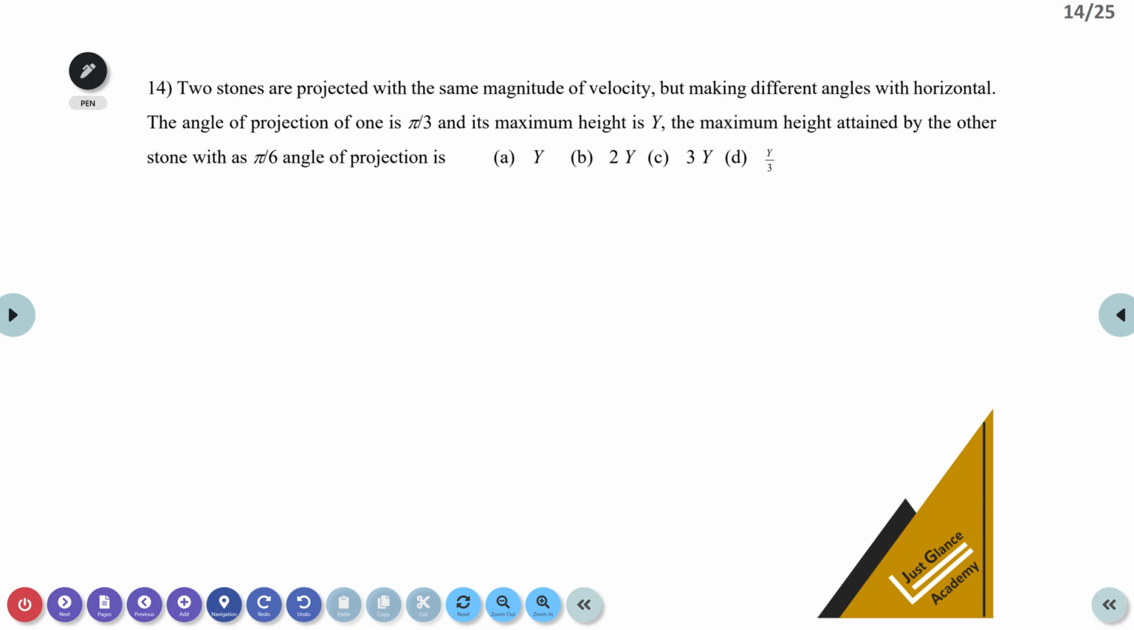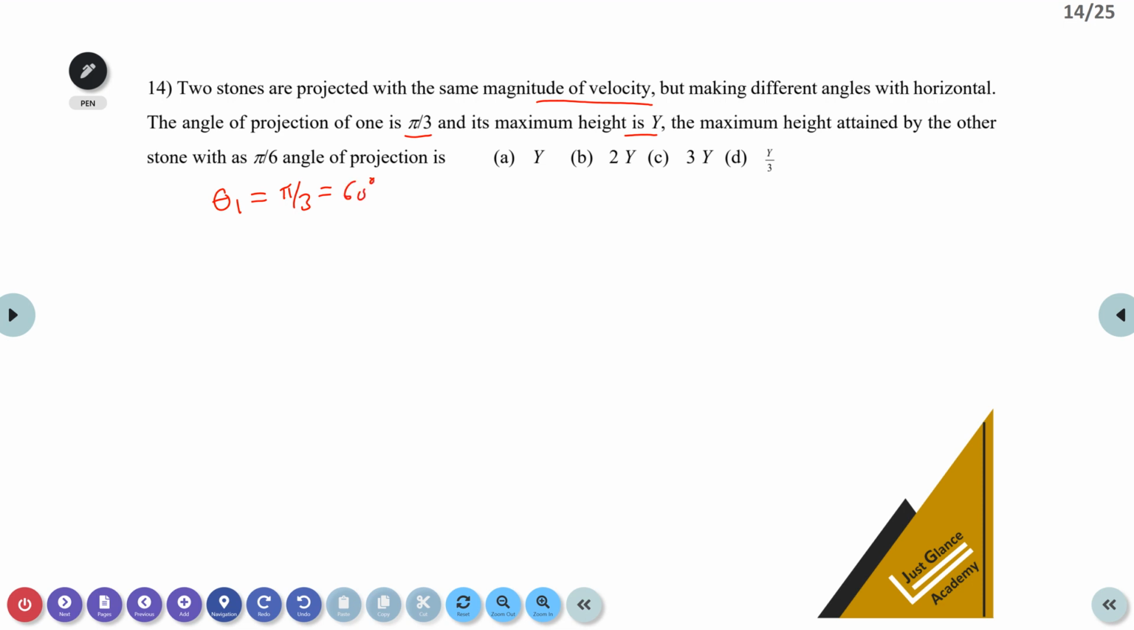Two stones are projected with the same magnitude of velocity but making different angles with horizontal. Initial velocity is the same, but making different angles with respect to the horizontal. One is pi by 3, and at that time the maximum height is Y. When theta 1 equal to pi by 3, that is 60 degree.